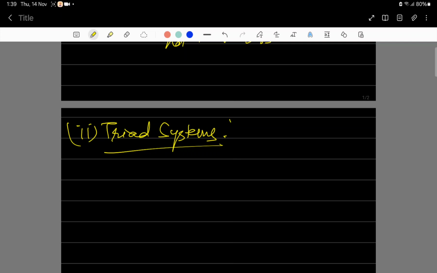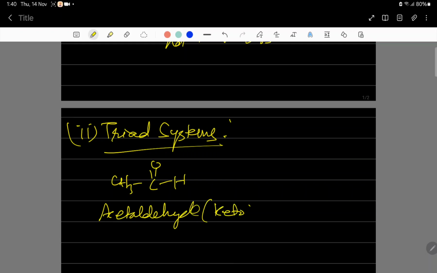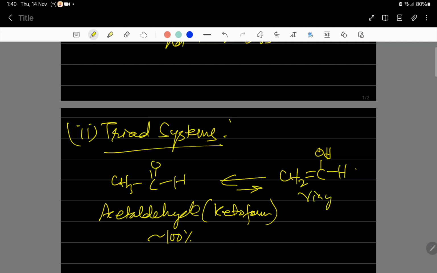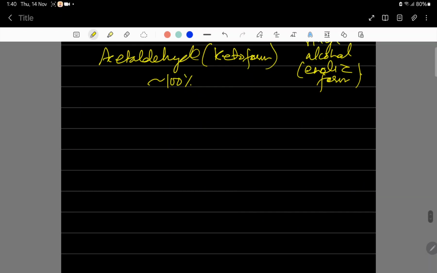The three simplest examples of keto-enol tautomerism are acetaldehyde, acetone and cyclohexanone. So this is CH3 CHO, acetaldehyde. Keto form, which is almost about 100%. Its enolic form is very less. Vinyl alcohol, this is the enolic form, so it is very less.